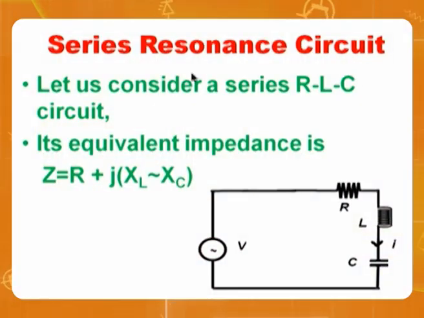Now let me take you to the series resonance circuit. Let us consider a series RLC circuit here. Its impedance is equal to R plus j(XL minus XC). Why minus? Because the capacitor is minus.